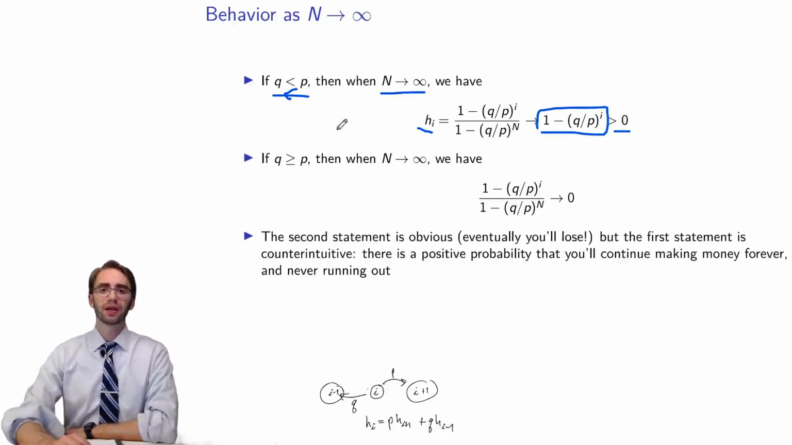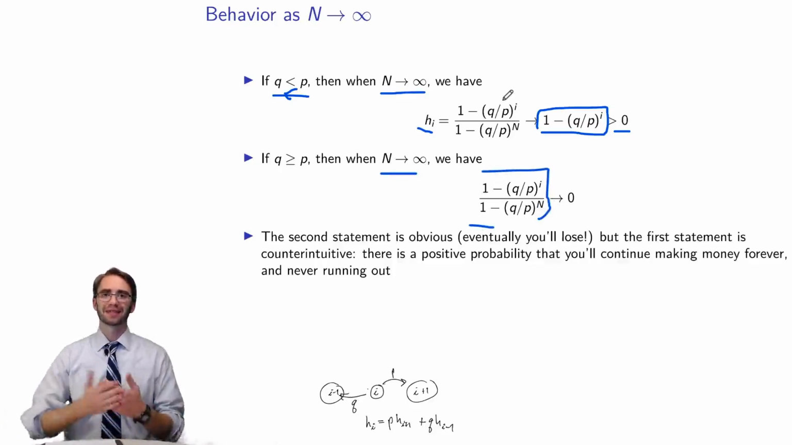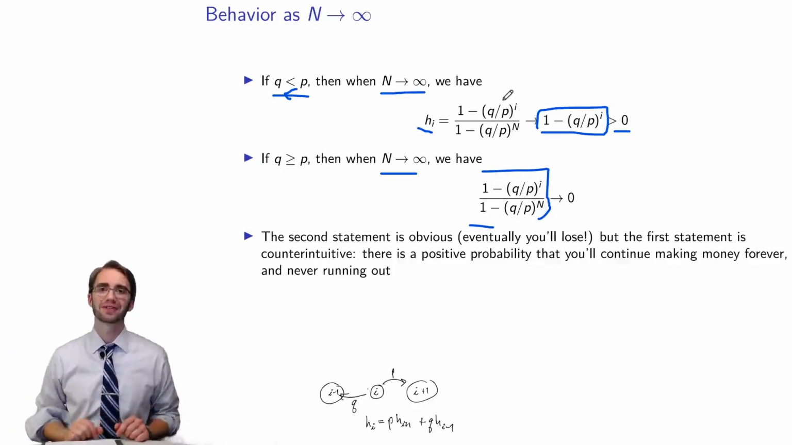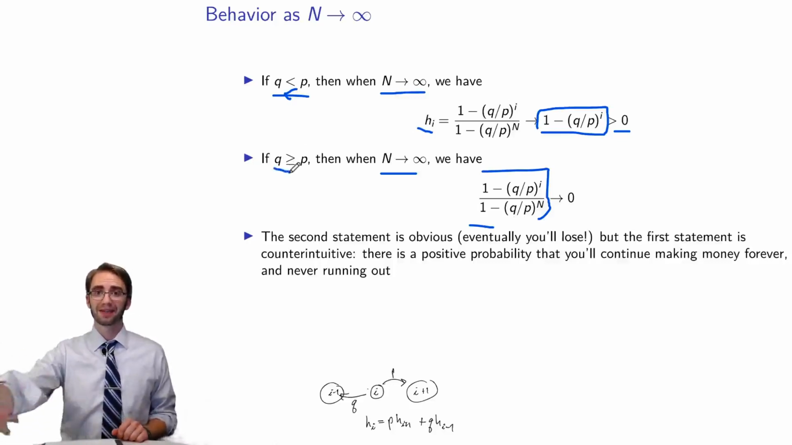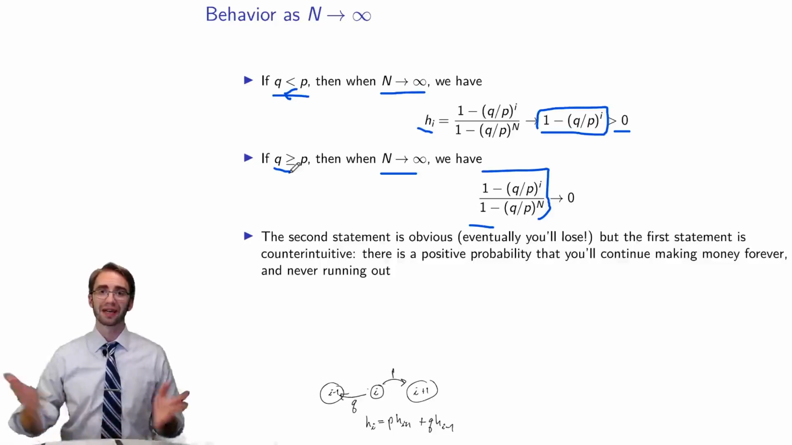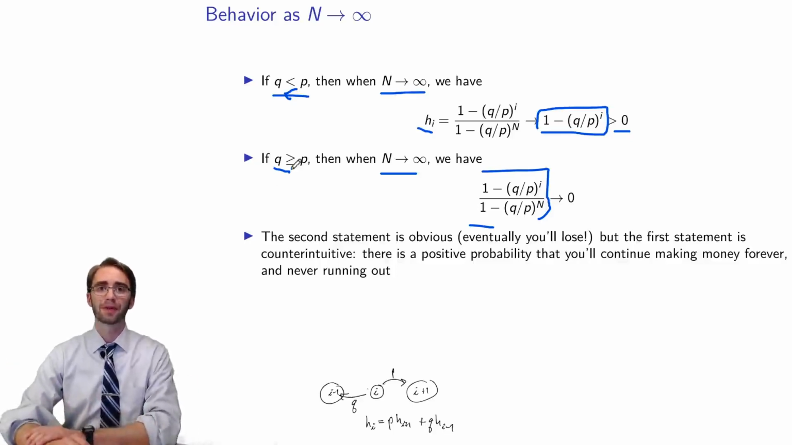But if q is greater than or equal to p, then when n goes to infinity, this quantity goes to 0, which is not surprising. If I'm setting loftier and loftier ambitions for how much money I want to make, but the game is actually unfavorable to me, then I'm just making things harder and harder for myself, and eventually the probability will be 0.